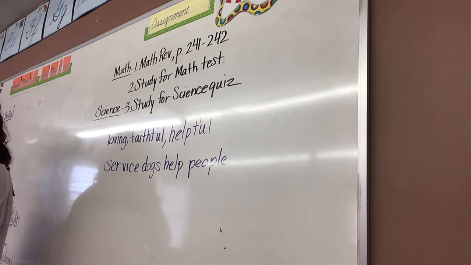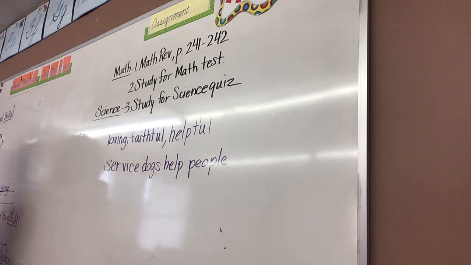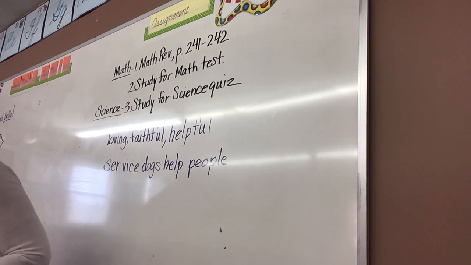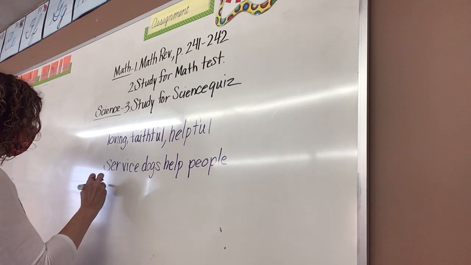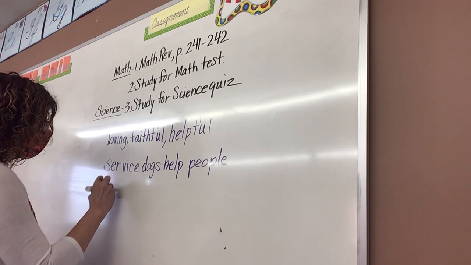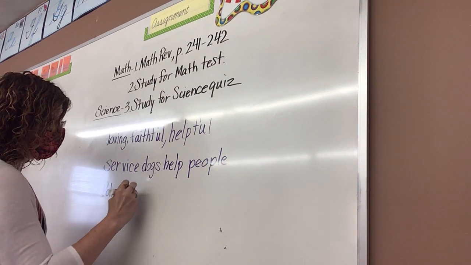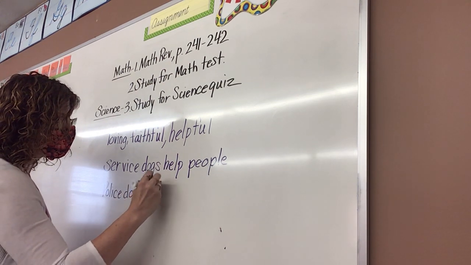What was another kind of dog that wouldn't be a service dog necessarily? We haven't done it yet. Owen. Police dog. Yes, police dogs. Alright, so police dogs. Police dogs help police.